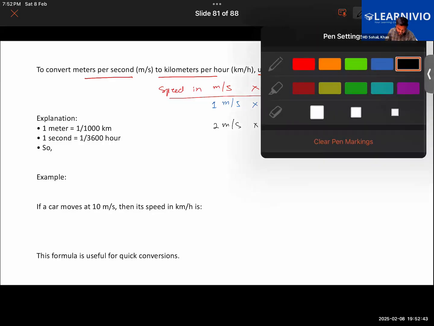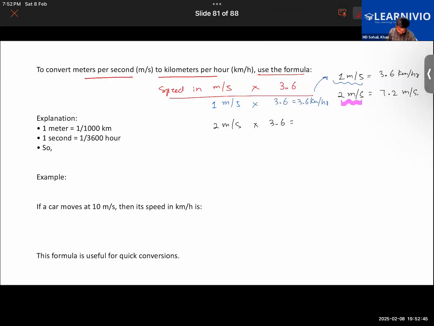I'm going to give one question. You guys do question number 1. If a car moves at this speed, then its speed in kilometer per hour is going to be how much? Both of you are going to answer separately in the chat box. I want both of you to participate. Okay, you guys know where you have to answer. Let me drop one message. Here you have to give your answers.